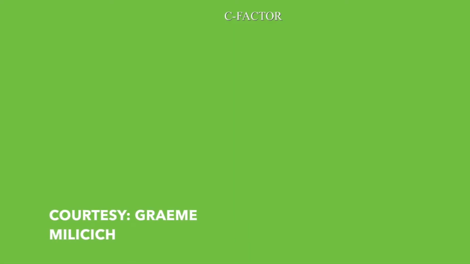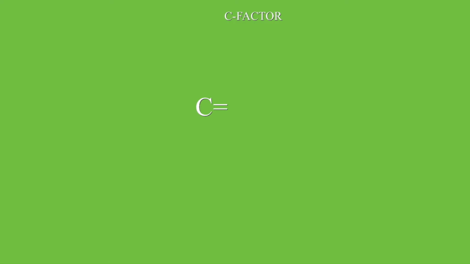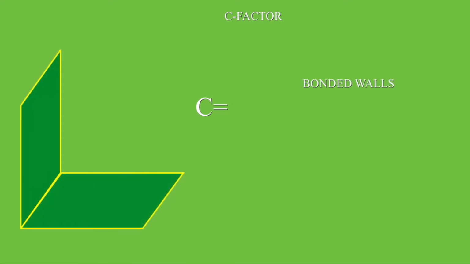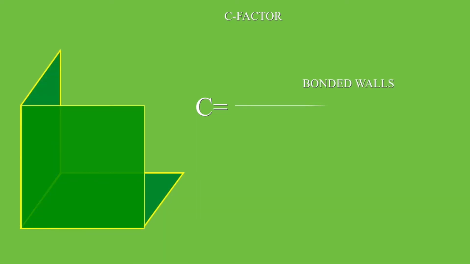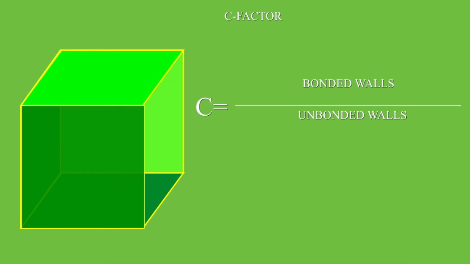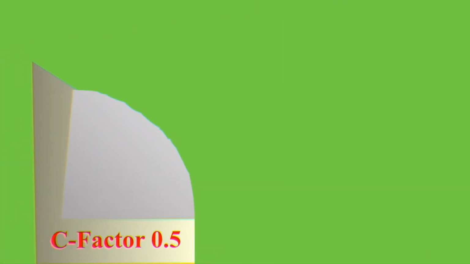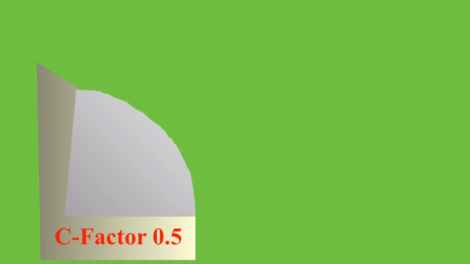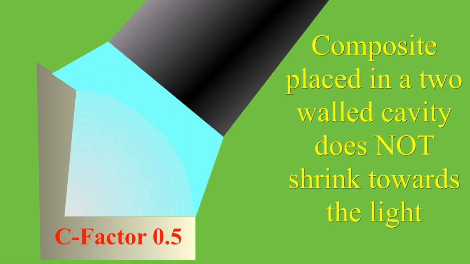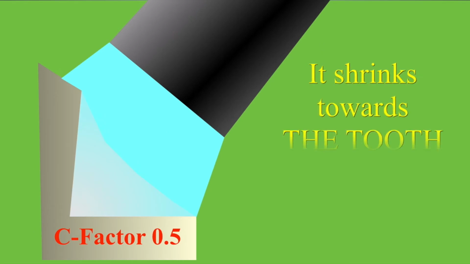C-factor means cavity configuration and refers to the ratio of the number of filling walls that bond to the tooth surface to the number of exterior filling walls. The number should be as low as possible because white filling material placed in a two-walled cavity does not shrink towards the light. It shrinks towards the tooth to prevent microleakage, thus new decay.